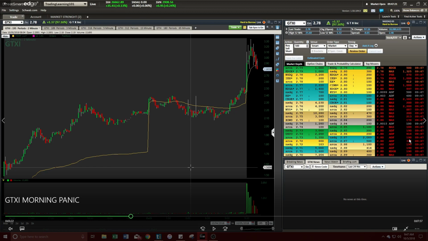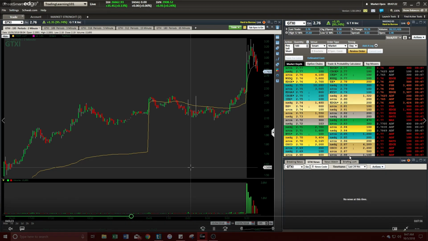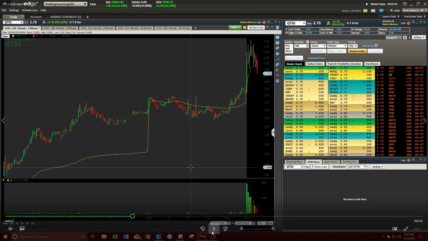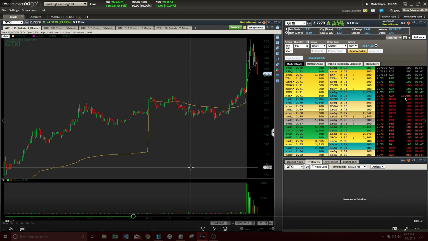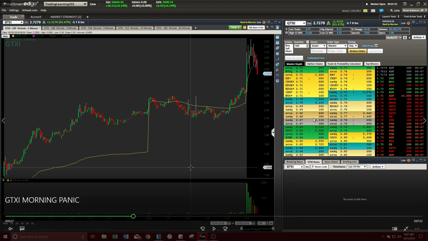The red, they're selling on the bid. The orange, they're selling below the bid. If I'm seeing orange, people are panicking. Get me out. Look at that. Big, huge seller right there. 10,000 shares. I see that. I don't even want to touch it. The bid is not stabilizing.